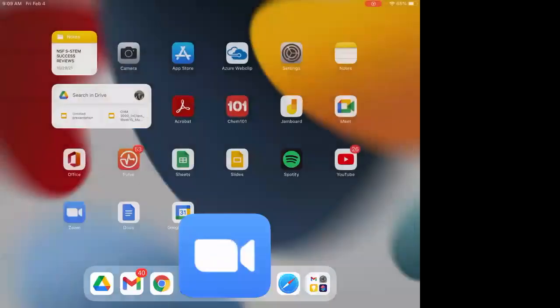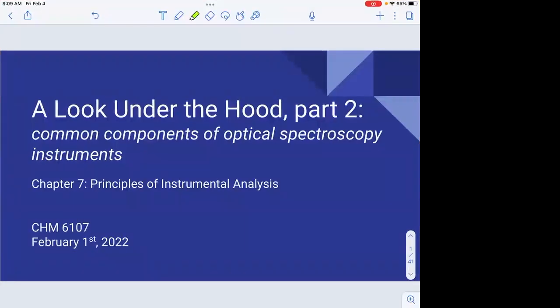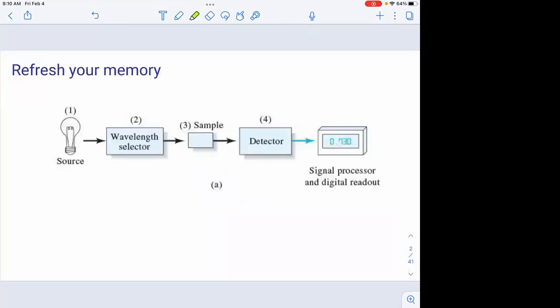Video, we are going to continue talking about the components of optical spectroscopy instrumentation. Before we jump into today's topics, I would like to do a little bit of review from last video. And really, it's just remembering which types of components are common in those instruments.